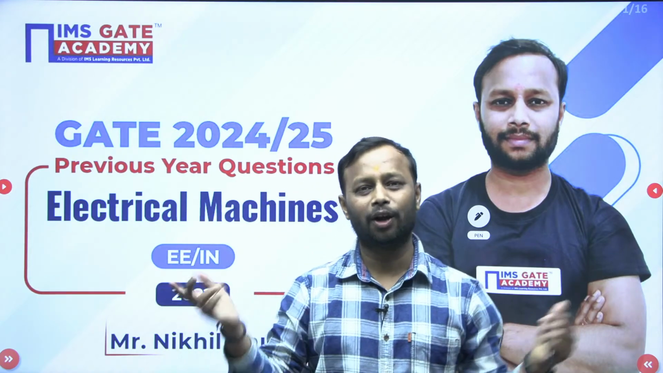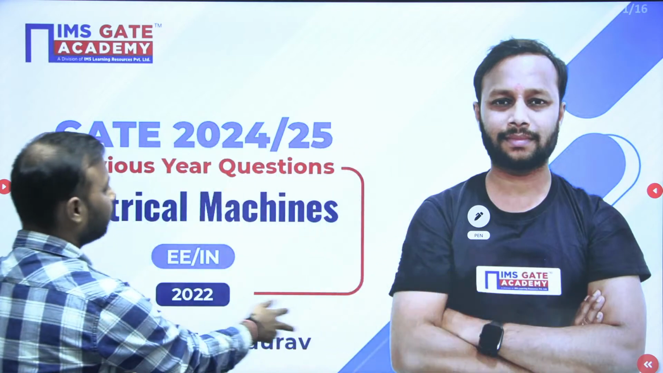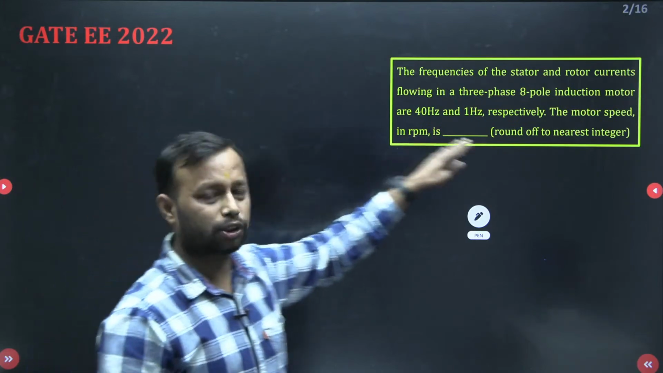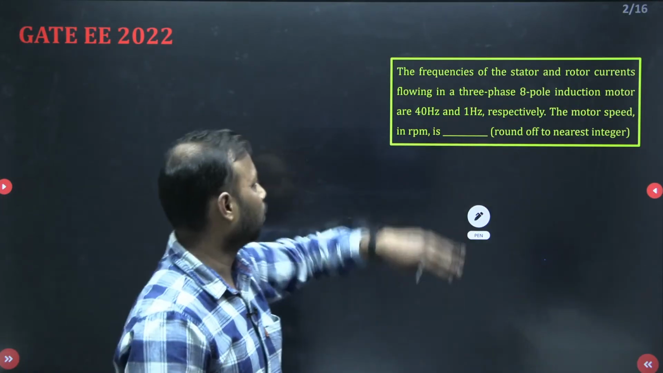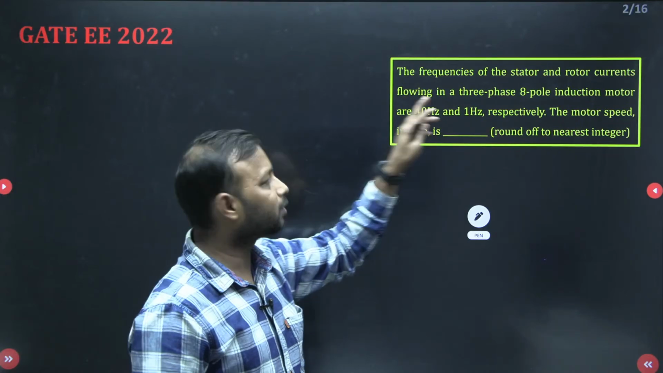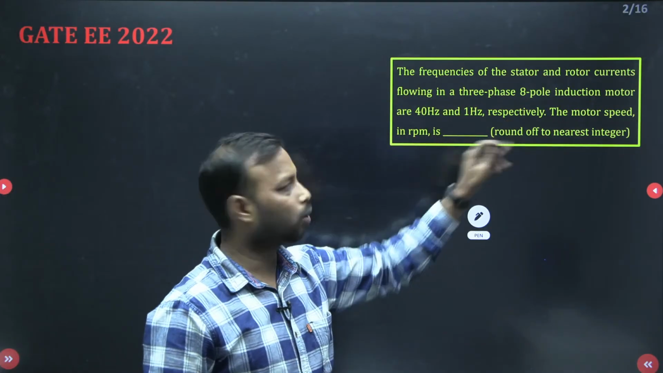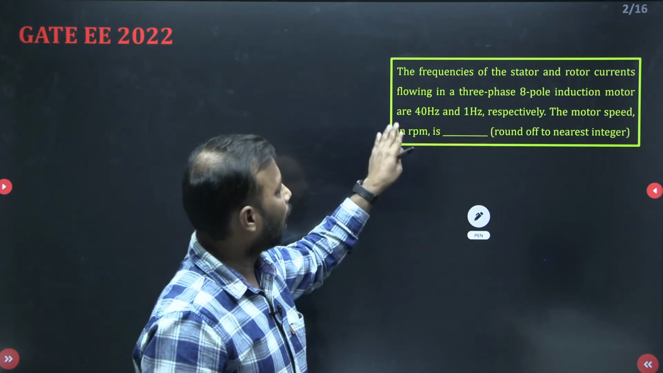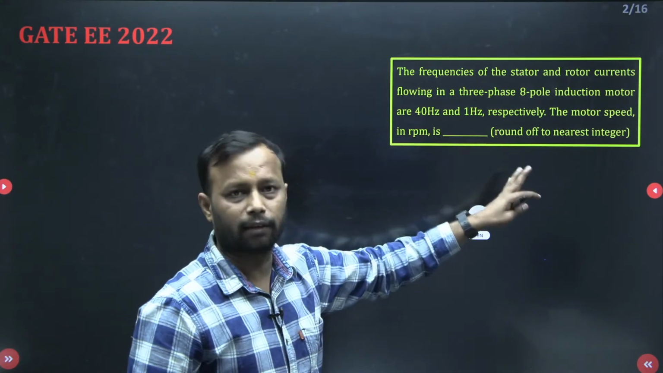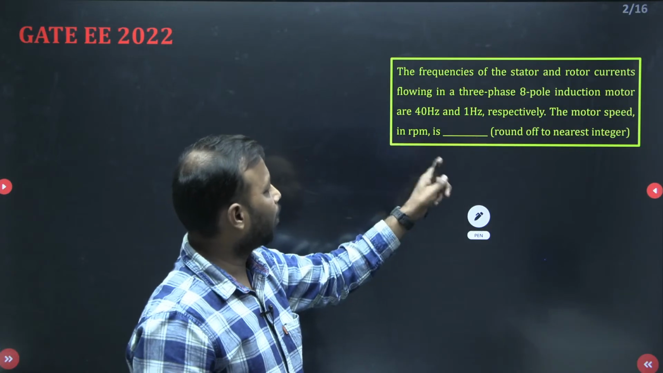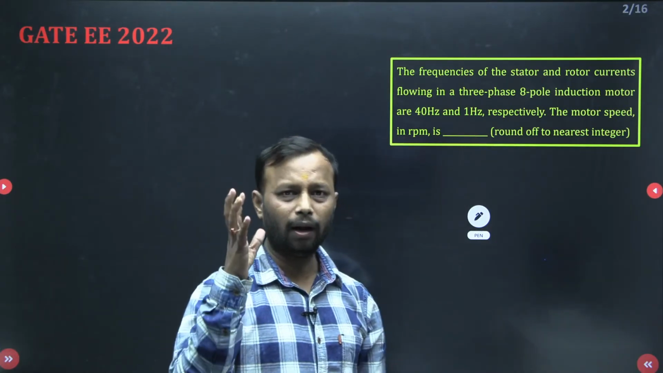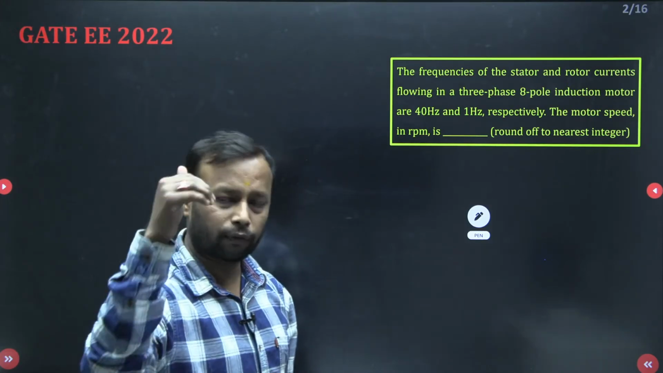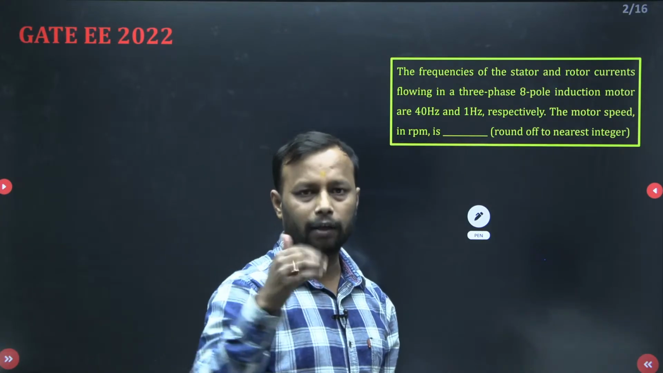So let us start with the very first question which was asked in GATE 2022, and this question is from the induction machine. Look at the question. The frequency of the stator and the rotor current flowing in a three-phase 8-pole induction motor are 40 Hz and 1 Hz respectively. The motor speed in RPM is. So the question is very simple. We just need to use the formula. If you know the formula, you can easily reach the solution part.